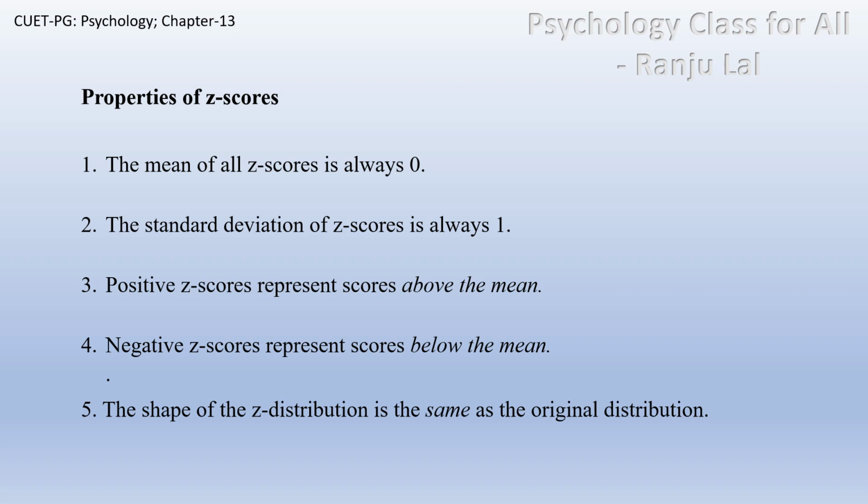average. The shape of the Z distribution is the same as the original distribution. If your raw scores form a normal curve, Z score will also form a normal curve.